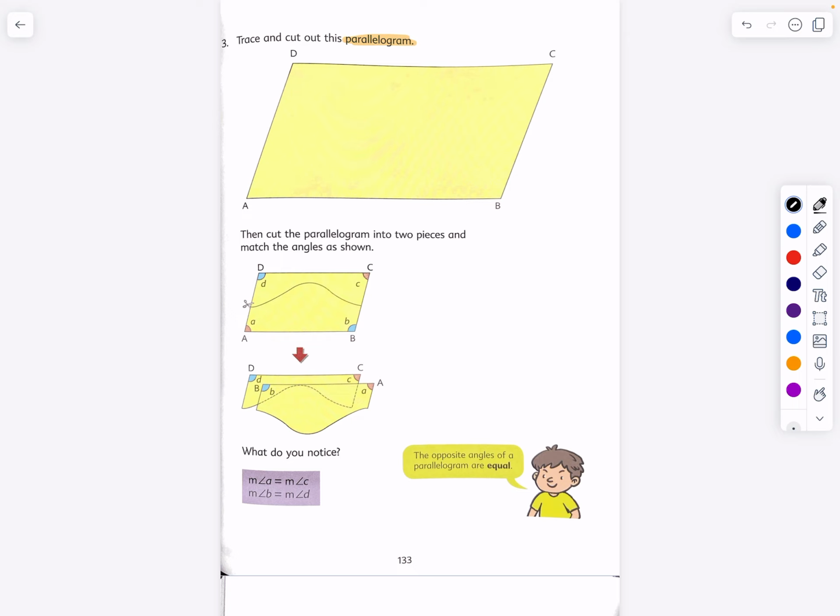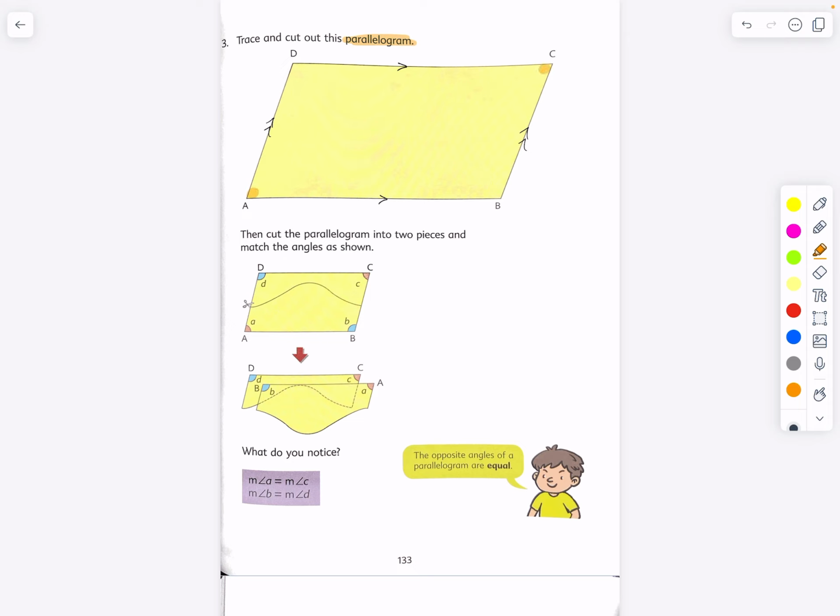A parallelogram is a quadrilateral, we know that, where opposite sides are parallel to each other and also happen to be equal to each other. In a parallelogram, opposite sides are parallel to each other. We have two pairs of parallel sides. So an interesting theorem comes out of this, with certain proofs that you will learn in high school.